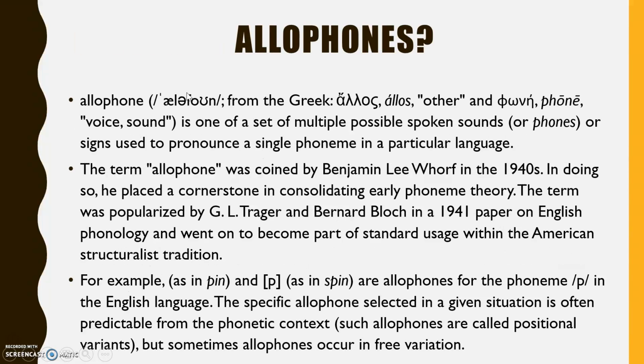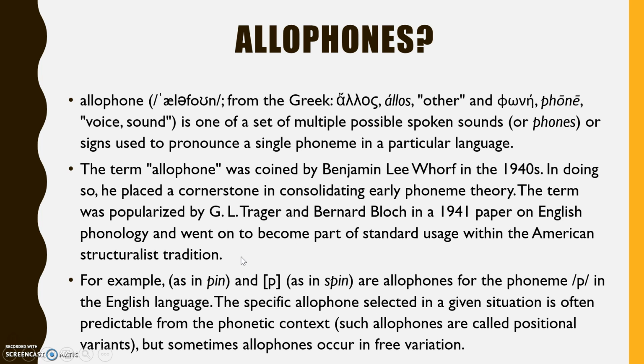Allophone. What is an allophone? Allophone comes from the Greek, allos, the meaning is other, and phone, the meaning is voice or sound. It is one of a set of multiple possible spoken sounds, or phones, or signs used to pronounce a single phoneme in a particular language. The term allophone was coined by Benjamin Whorf in the 1940s. In doing so, he placed a cornerstone in consolidating early phoneme theory.